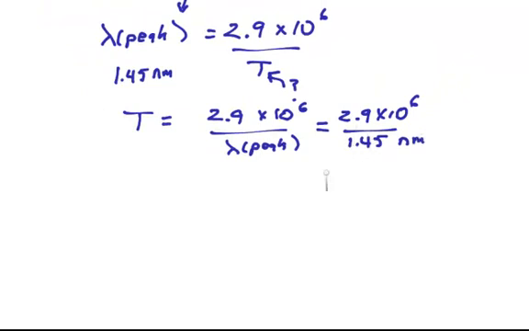So divide this. That's pretty easy to divide. 2.9 divided by 1.45 comes out to be 2. And of course the 10 to the 6th remains. We found that this object has a temperature of 2 million degrees Kelvin. And typically when you look at something with an X-ray telescope, that's what you see, and Wien's law is crucial in letting us do that calculation.